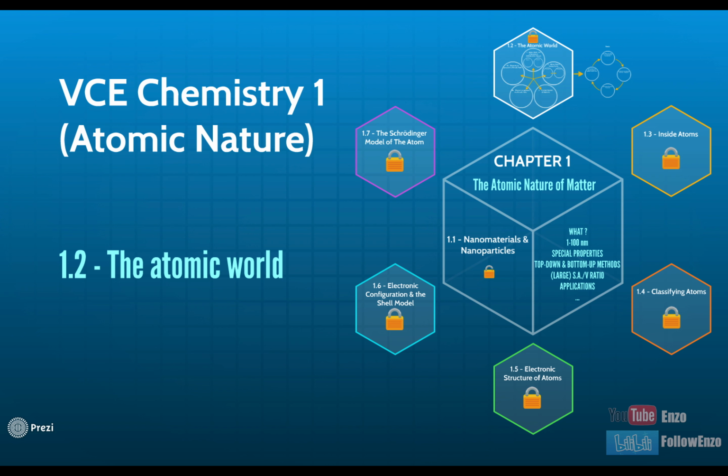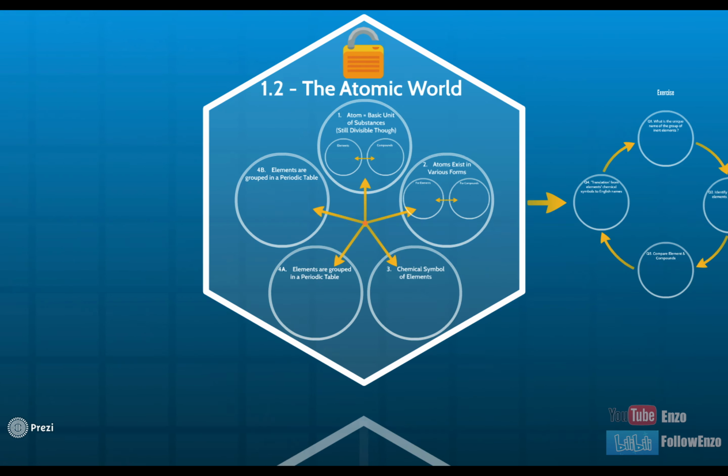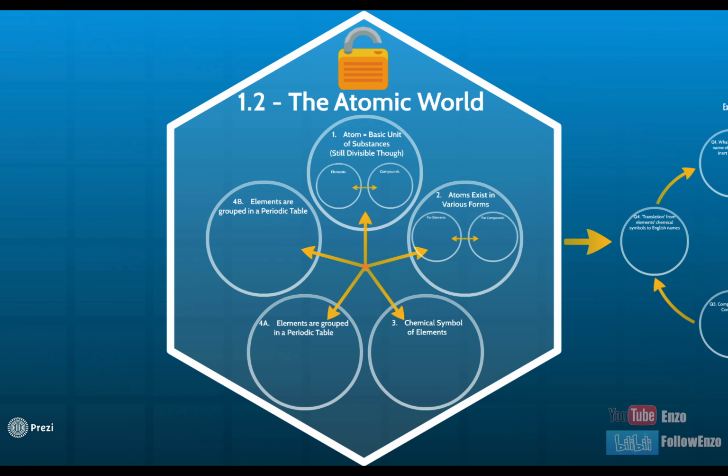Last time, we went through BCE Chemistry Section 1.1, Nanomaterials. We mainly covered what nanomaterials are, what their scale is, their special properties, two methods to produce nanomaterials, their large surface area to volume ratio, and their applications. Today, let's move forward to Section 1.2, the atomic world. In this section, we'll go through 4 points, followed by some well-designed exercise questions.